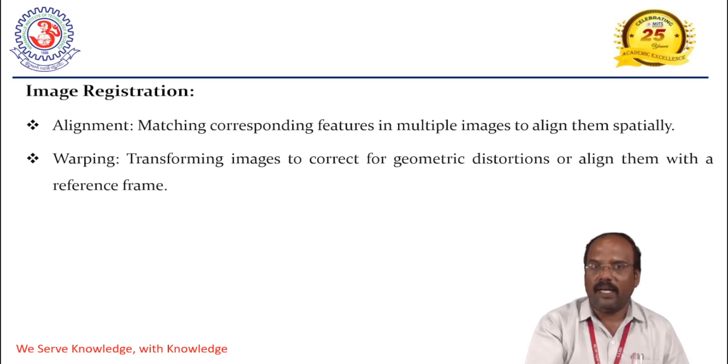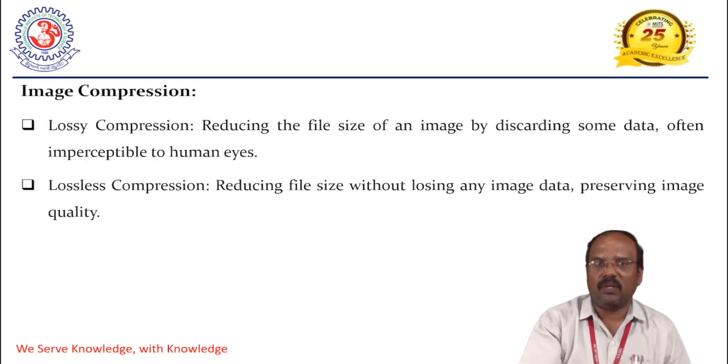So this alignment states that we match corresponding features within multiple images and align them spatially. And the second thing is warping. Here we transform the images to correct for geometric distortion or align them with a reference frame. Okay. Next, we go for compression.